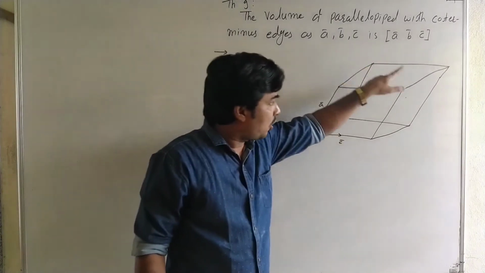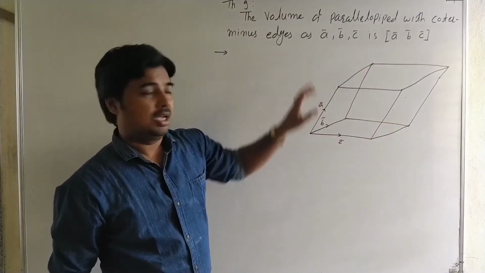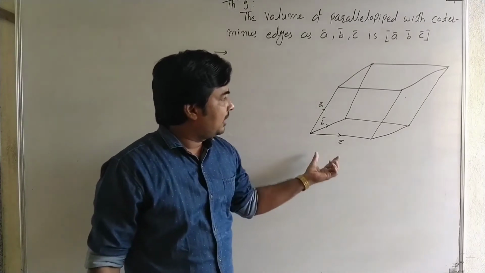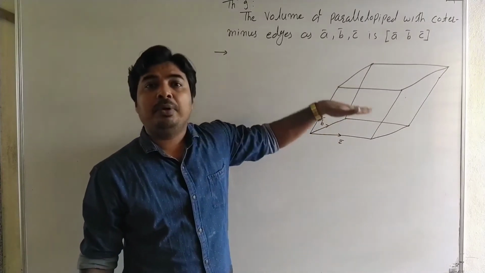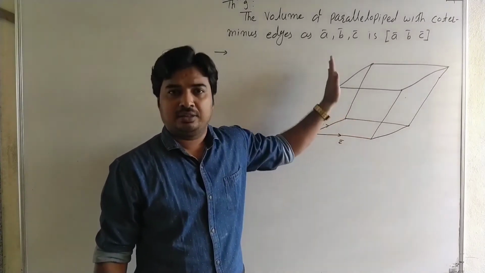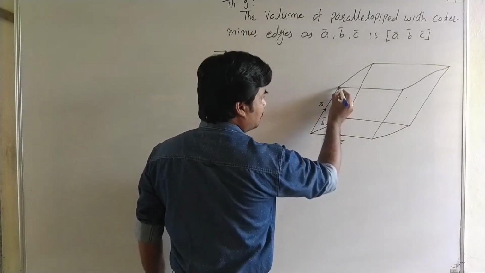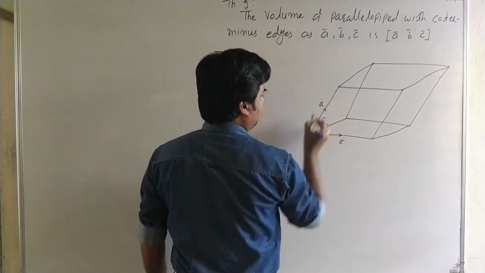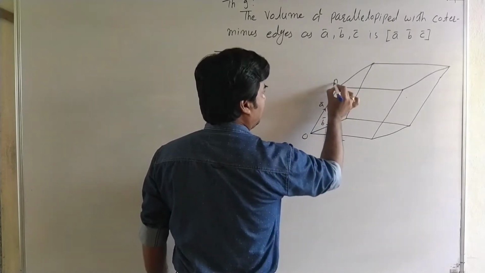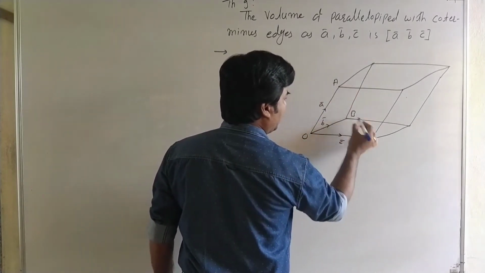Here the volume of the parallelepiped is the area of the base into height. Now, for the height of the parallelepiped, suppose we draw OA is a bar, OB is b bar and OC is c bar.